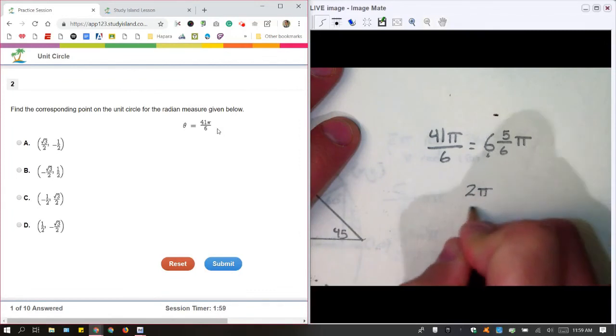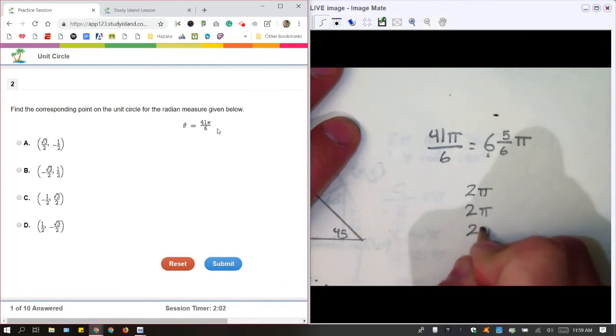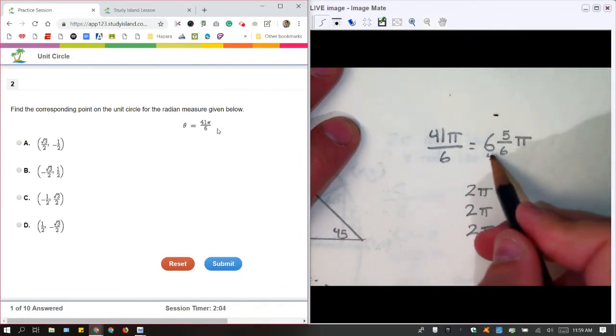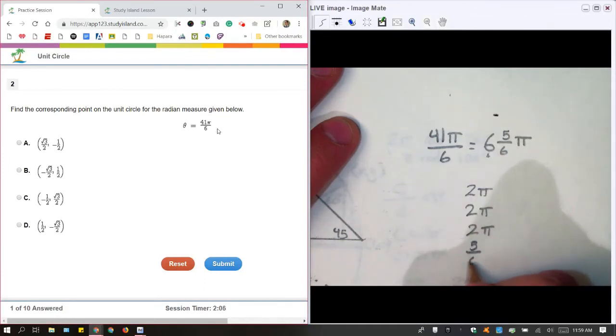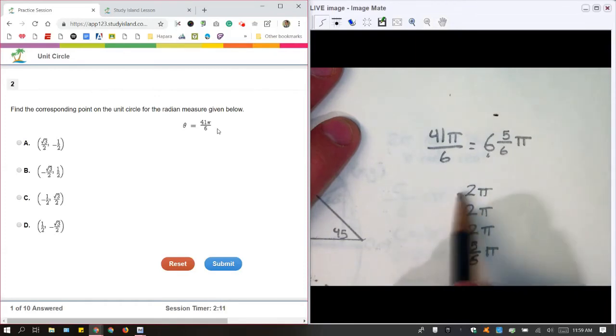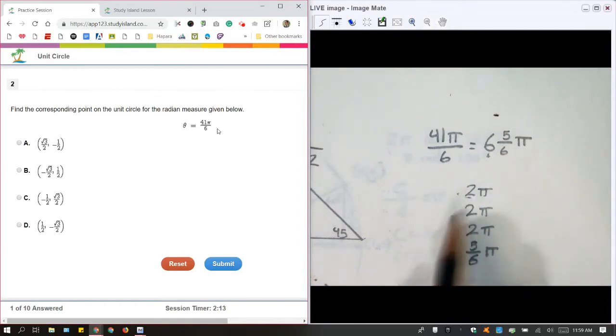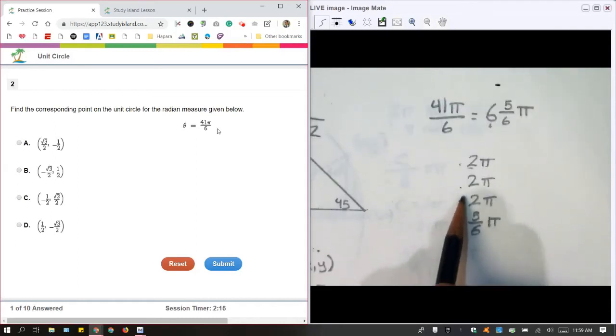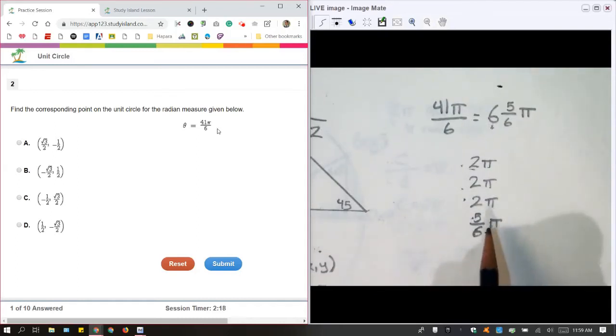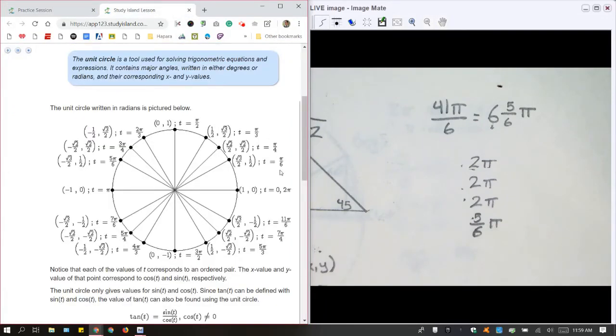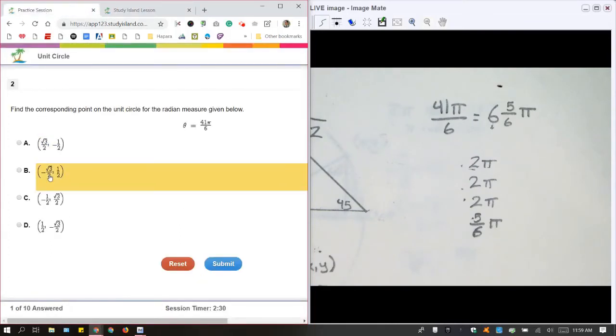2 pi is all the way around, another 2 pi is all the way around, another 2 pi is all the way around. So I'm going around 3 full times, and then 5/6 pi more radians. So after each 2 pi, I'm back to where I started. Then I'm going 5/6 pi around one more time. If I go back to my unit circle, where is 5/6 pi? Right here, 5 pi over 6, which is negative root 3 over 2 and 1/2. So we just find that xy coordinate, negative root 3 over 2 and 1/2.